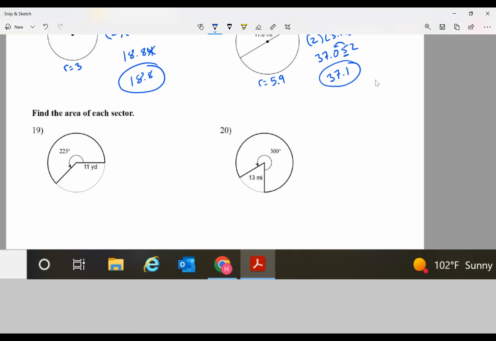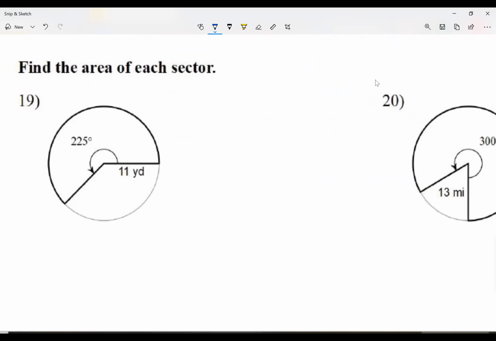All right, now the last 2 questions. Find the area of each sector. What we're going to be doing is we're going to find the area of part of a circle. We know how to find the area of a circle. Now, what if I only want part of it, not the entire circle? So I see here, I'm highlighting an area, and I'm just like, all right, what if I just wanted the area of that part? Not the entire circle, just part of the circle.